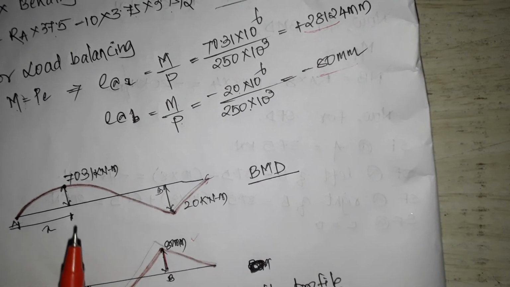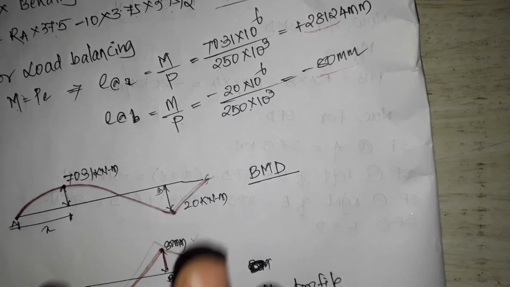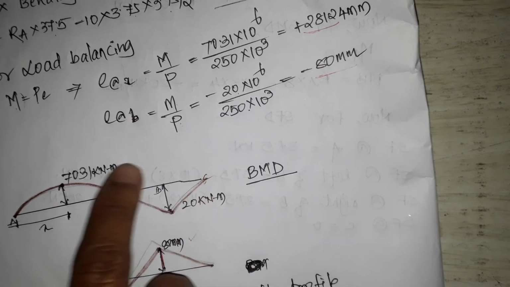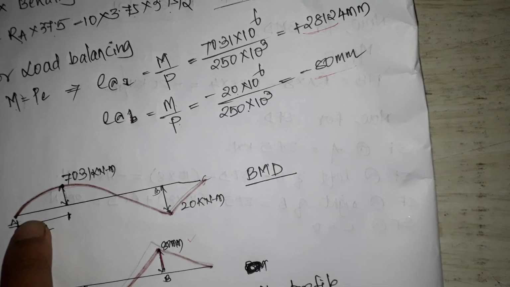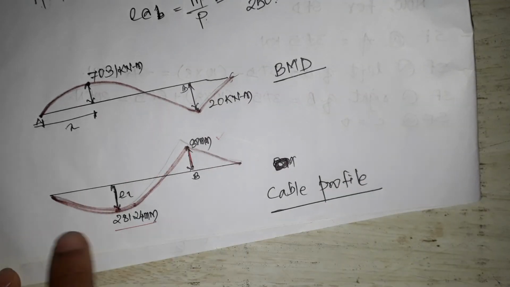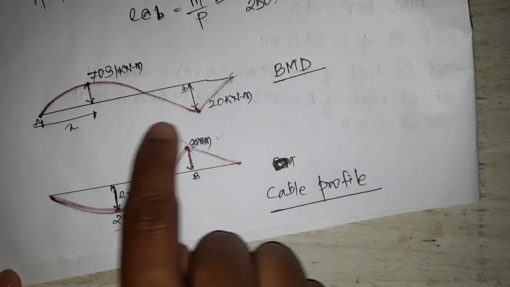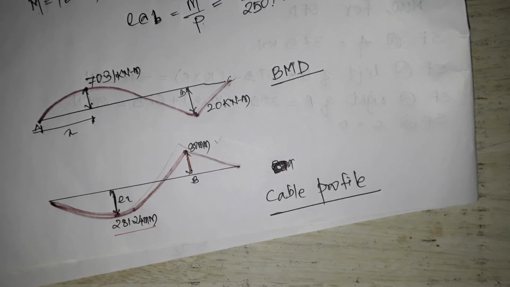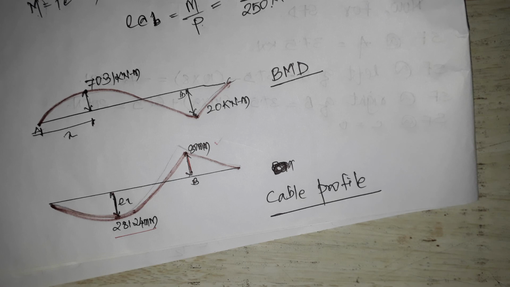So this is the cable profile we have to provide to resist the bending moment coming over the beam. This is what they asked: we have to suggest a suitable cable profile to resist the bending moment. So we have suggested the cable profile. This is regarding the load balancing concept. If possible I'll solve another 2-3 types of problems in the next session. Okay, thank you.